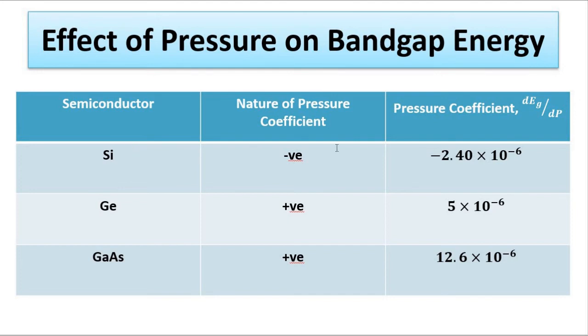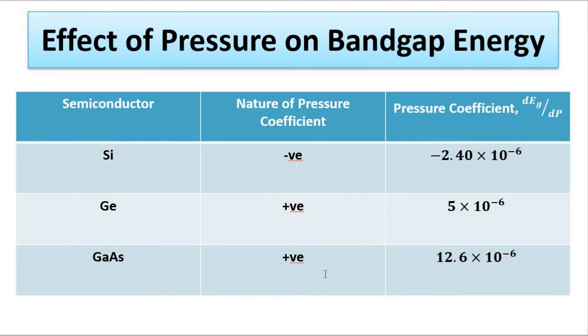For silicon, the pressure coefficient of the energy band gap is negative, where dEg by dP is minus 2.40 into 10 to the power minus 6. For germanium it is positive, it obeys a direct relationship, that is, with increase of pressure the band gap energy will increase, with decrease the band gap energy will decrease.